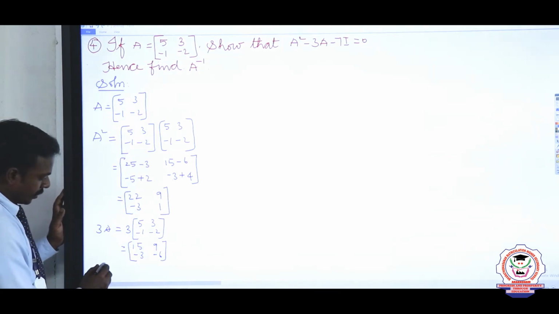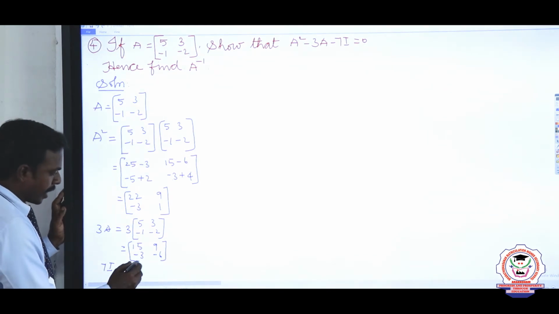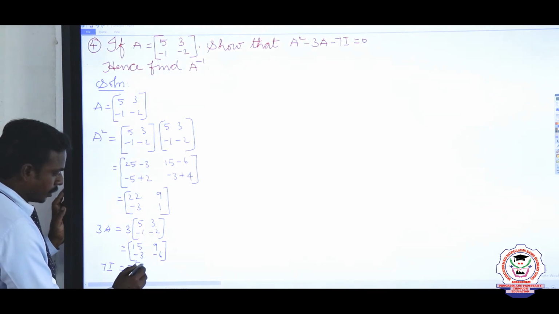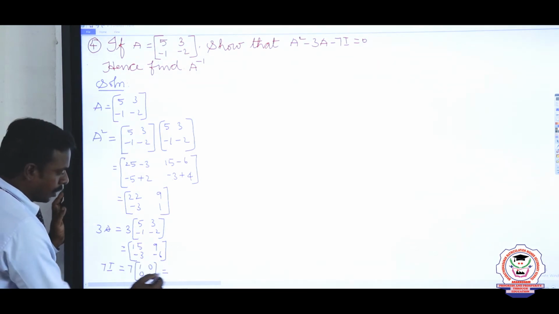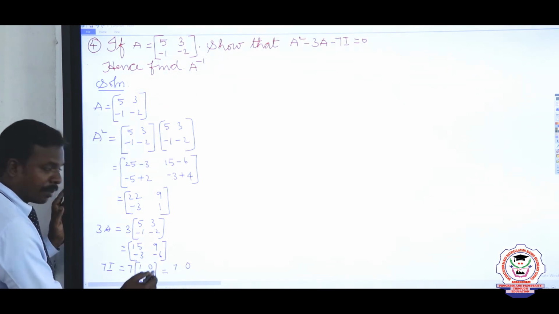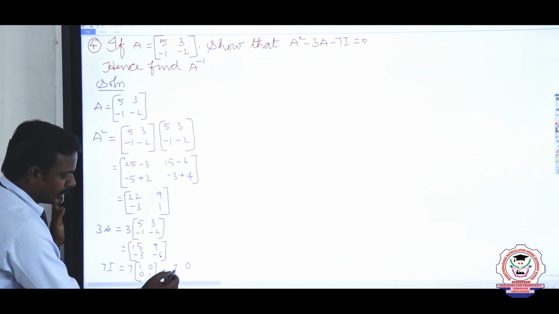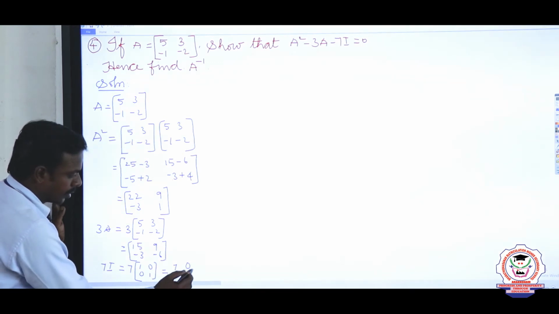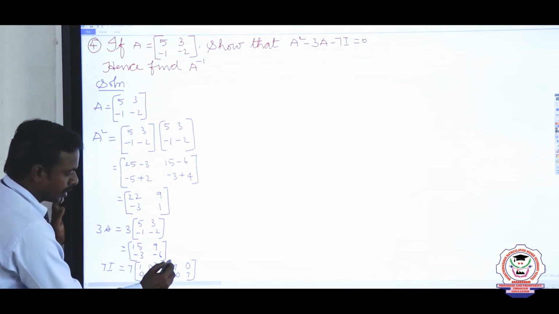7I, 7 into identity matrix, what they given, that is 1 0 0 1. So, this 7 multiply with every element of identity matrix, 7 0 0 7. So, this is 7I.